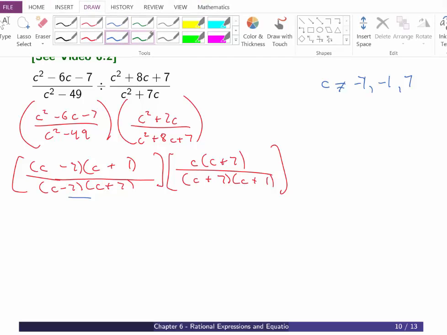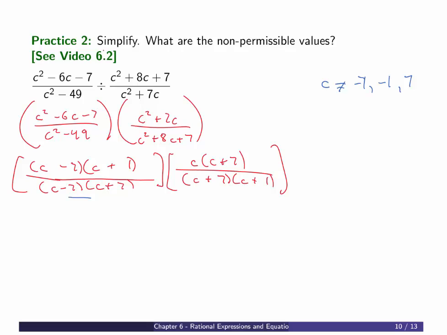And that appears to be it. Now we can start canceling like crazy. C plus 1 will go, C plus 7 will go, C minus 7 will go, and that looks like it.